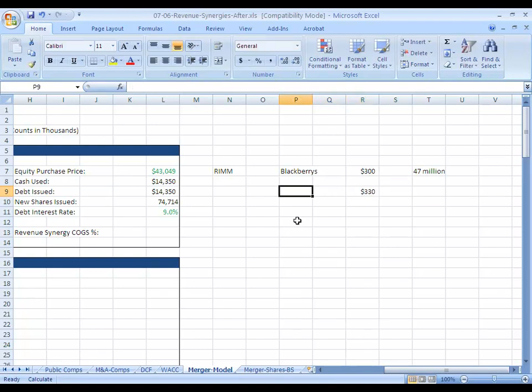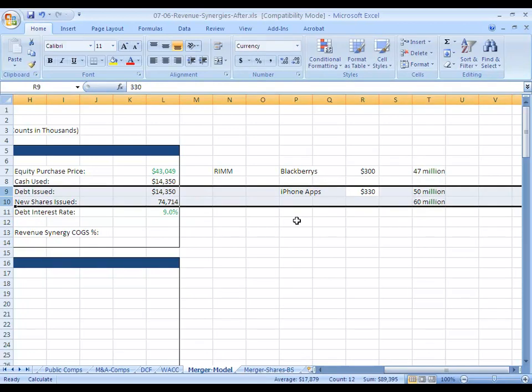Why does this happen? Well, because now with the BlackBerries, they're now packaging iPhone applications. So in addition to the standard BlackBerry apps, Apple is now making their iPhone apps available on the BlackBerry, and so the average customer value may go up from $300 to $330. Also, Apple can now distribute BlackBerry. So maybe instead of 47 million in shipments, maybe it can go up to 50 million or 60 million or anything else like that. So these are both examples of what are known as revenue synergies, cases where you combine two companies and you get more than the expected revenue.